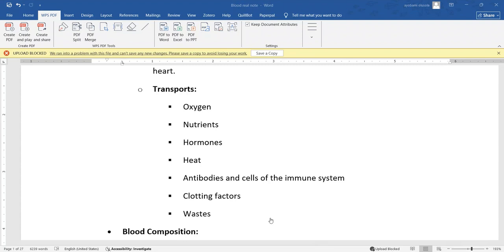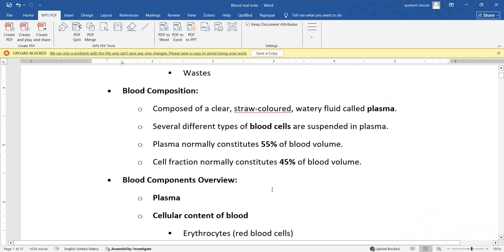So, what are some of the things that the blood transports? It transports oxygen, nutrients, hormones, heat, antibodies, and cells of the immune system, clotting factors, and waste. Okay, so let's quickly run through the composition of blood. All right, now blood has two parts majorly. Okay, blood has the fluid. Okay, and blood has the blood cells part. So our blood can be said to be fluid and blood cells.